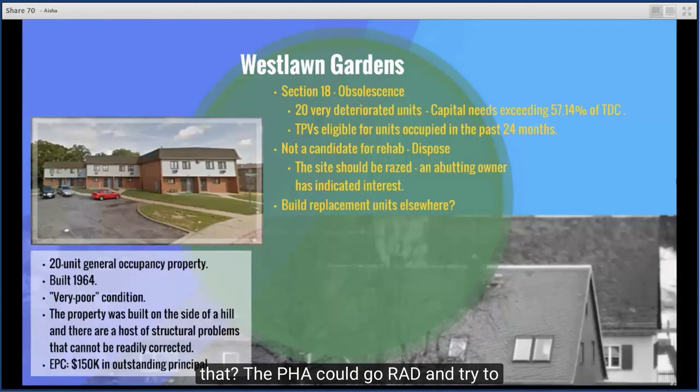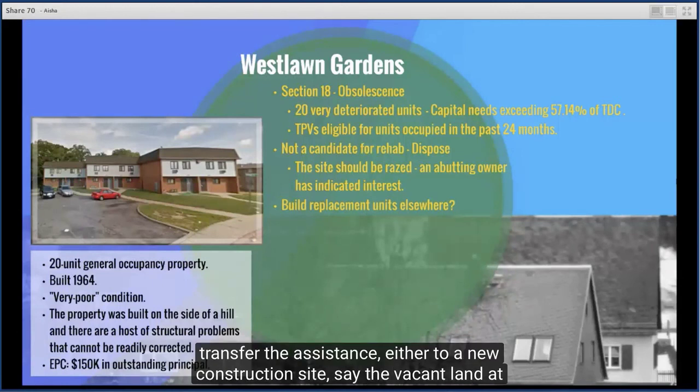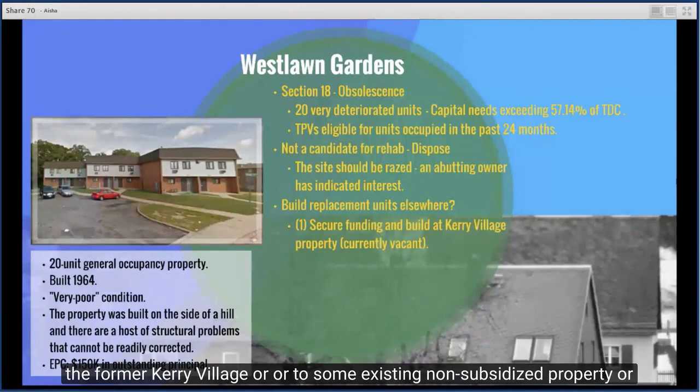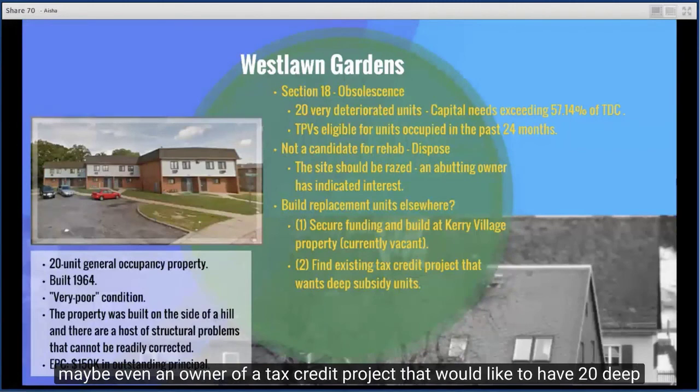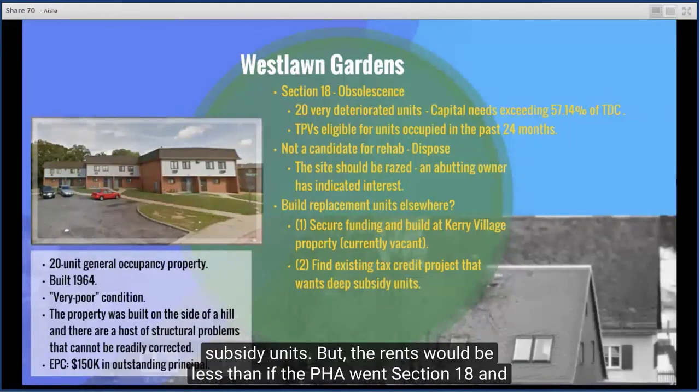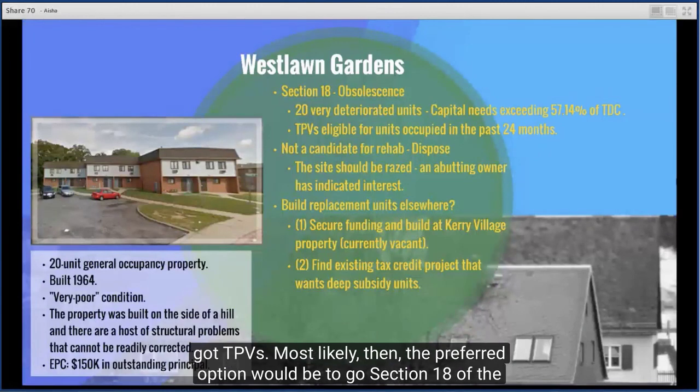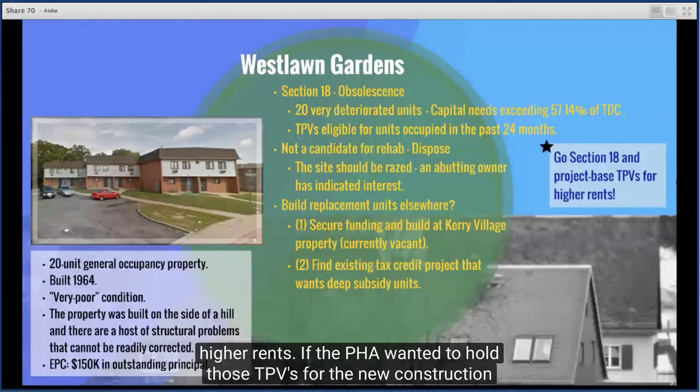The PHA could go RAD and try to transfer the assistance either to a new construction site, say the vacant land at the former Cary Village, or to some existing non-subsidized property, or maybe even an owner of a tax credit project that would like to have 20 deep subsidy units. But the rents would be less than if the PHA went Section 18 and got TPVs. Most likely then, the preferred option would be to go Section 18 with the higher rents.